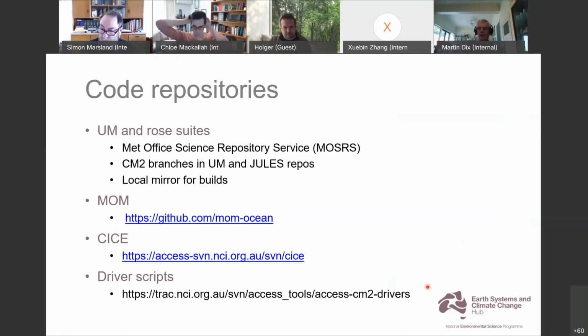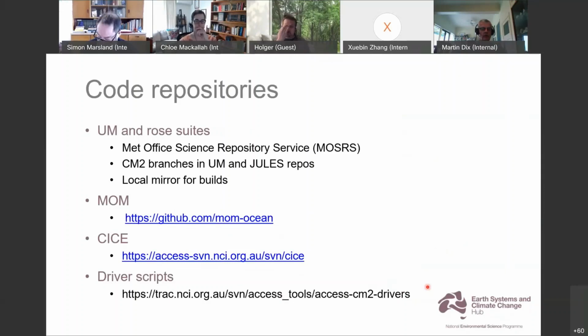So onto the code repositories. The UM is using the Met Office Science Repository Service, MOSRS. There are CM2 branches in both the JULES and the UM repositories. There's a local mirror on ACCESS-Dev that you can use for building without having to go through the whole sort of registration thing. MOM, we're using the standard MOM repository.